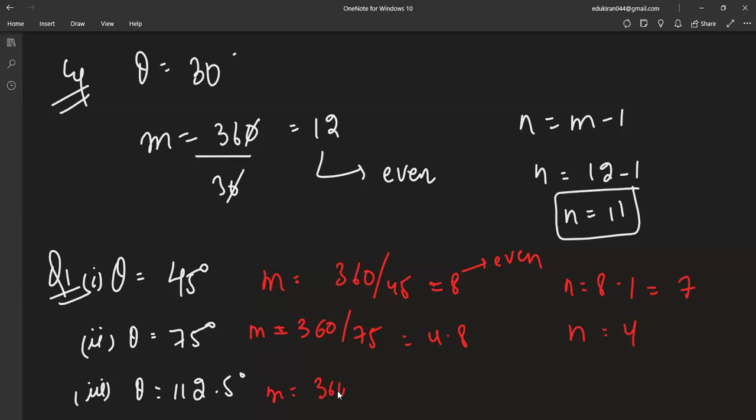This is 360 divided by 112.5. So this is around 3.2. So here also the number of images will be 4. Because if you take the lower one, that will be 3, which will be odd. So we take the even. These are the answers: 7, 4 and 4. Write it down.